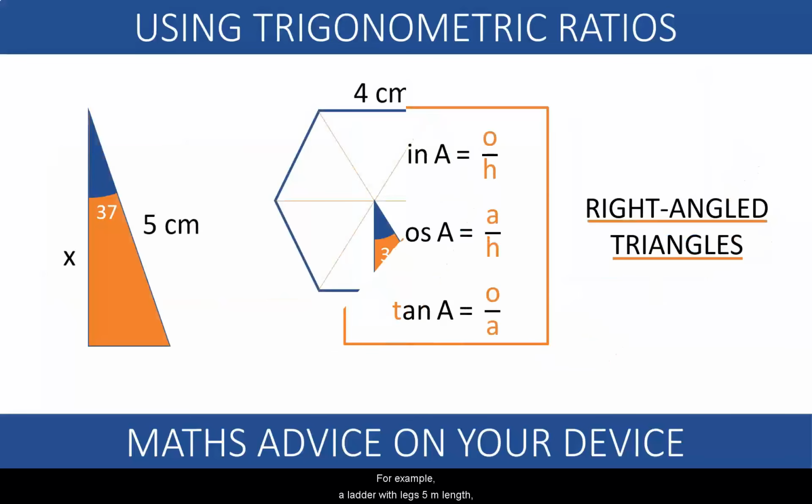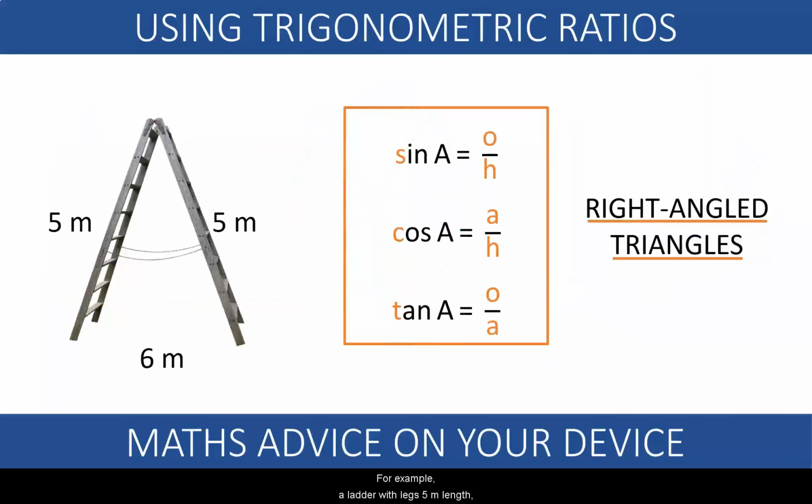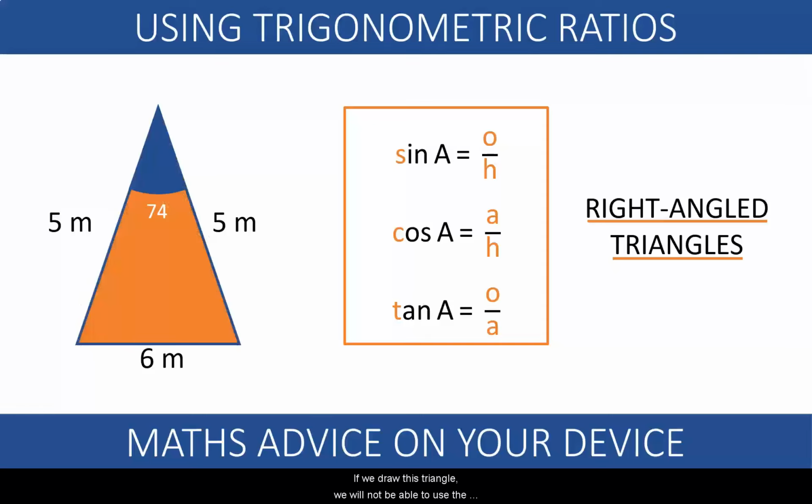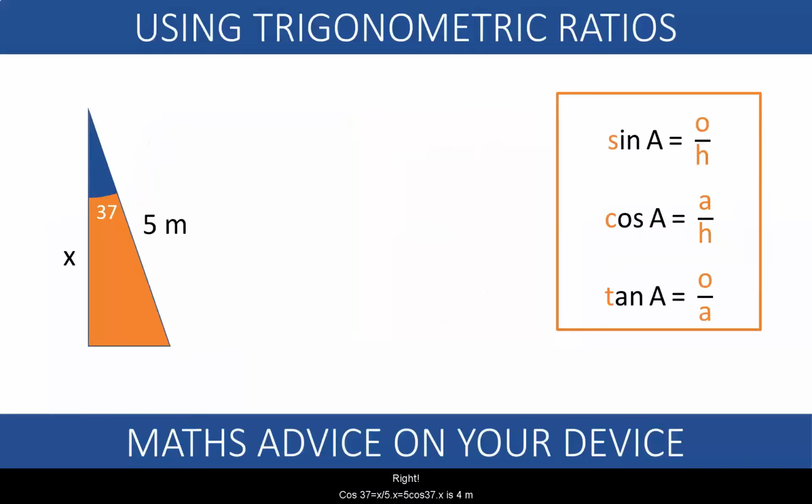For example, a ladder with legs 5 meters in length, 6 meters apart. If we draw this triangle, we will not be able to use the trigonometric ratios. You always have to find the triangle with a 90-degree corner. Cosine of 37 equals x over 5, so x equals 5 times cosine of 37, 4 meters.